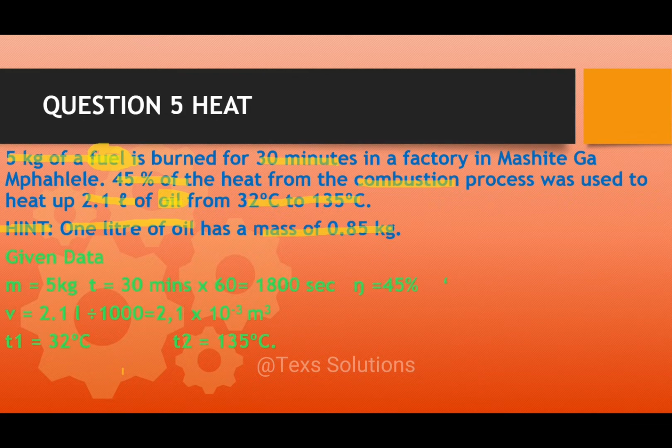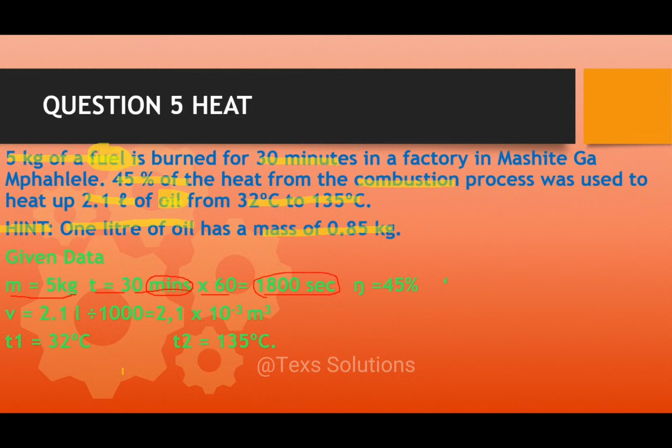Okay, let's extract the given information. The first thing here you would notice is that you are given the mass. The mass of the fuel is 5 kilograms. Next thing you have the time. The time is 30 minutes. Okay, the time should not be in minutes. The correct SI unit for time is seconds. So we're going to convert from minutes to seconds, and to convert from minutes to seconds, we're going to multiply by 60. So we're going to say 30 times 60, and the time here is 1,800 seconds.